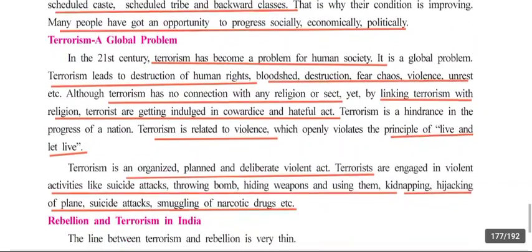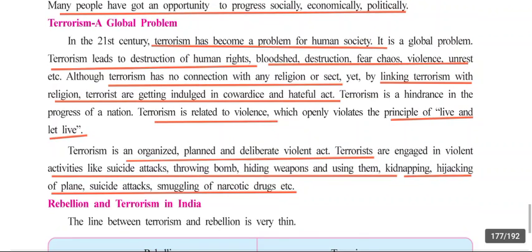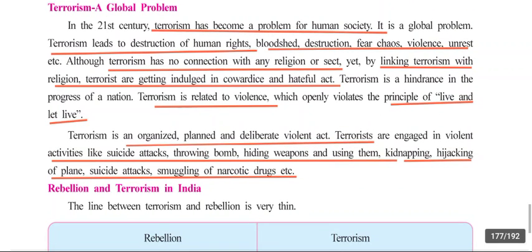Terrorism. Now we are moving towards the last concept of this chapter, that is terrorism. Terrorism has been a problem for human society since a long time. It is a global problem. It's not restricted to a particular nation or a particular group of nations. It is actually an international issue. Terrorism leads to destruction of human rights, bloodshed, destruction, fear, chaos, violence, unrest, etc.